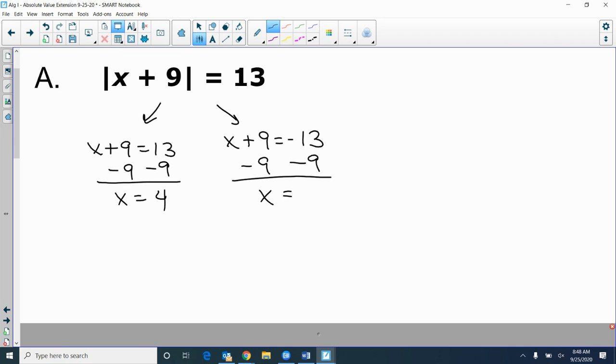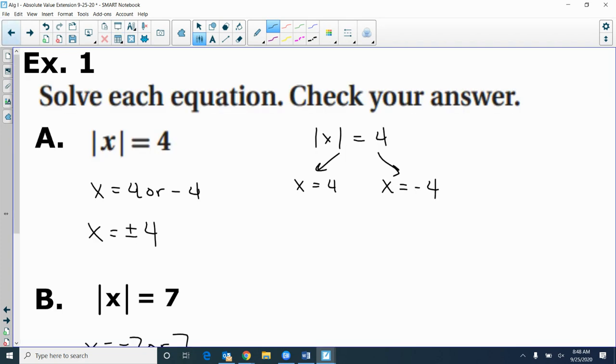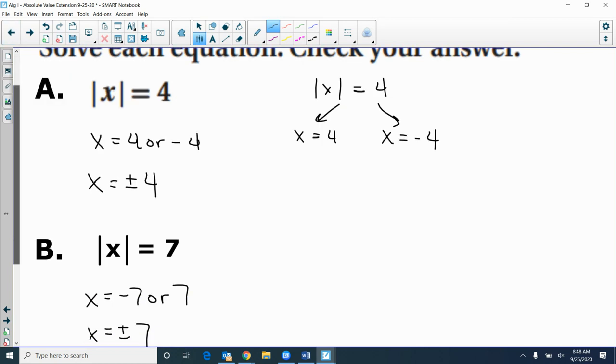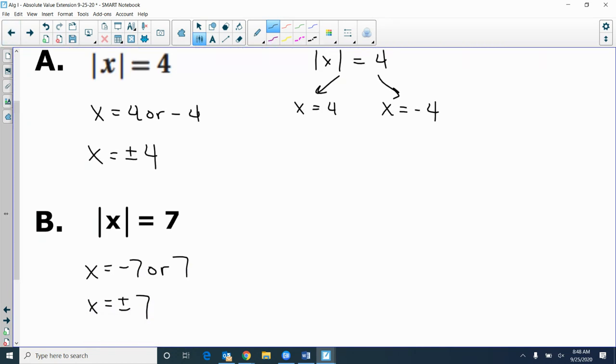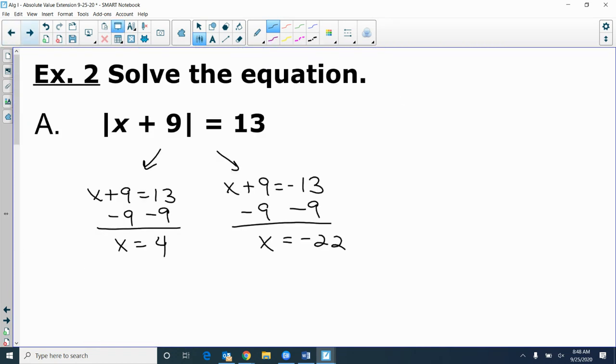-22. So here's what you got to watch. Like if it's just x, you just say 4 or -4. So this is 7 or -7. But if you got something inside there other than an x, you got to do this equation. Because when I plug in 4, 4 plus 9 is 13. I agree with that. Absolute value of that's 13. And then if I plug in -22, I get -13, but the absolute value of that is positive 13.